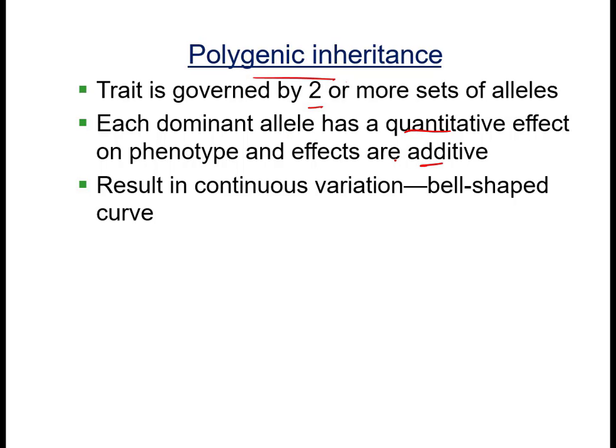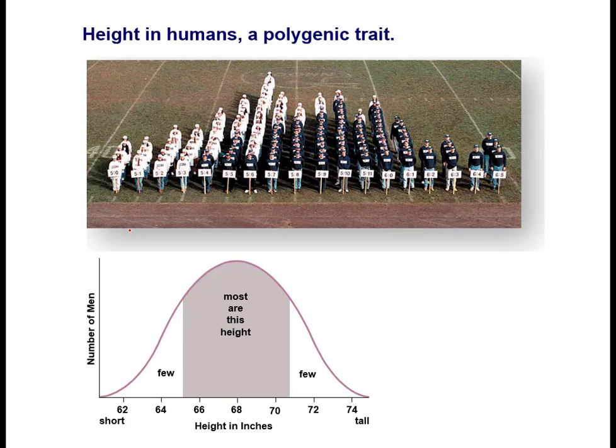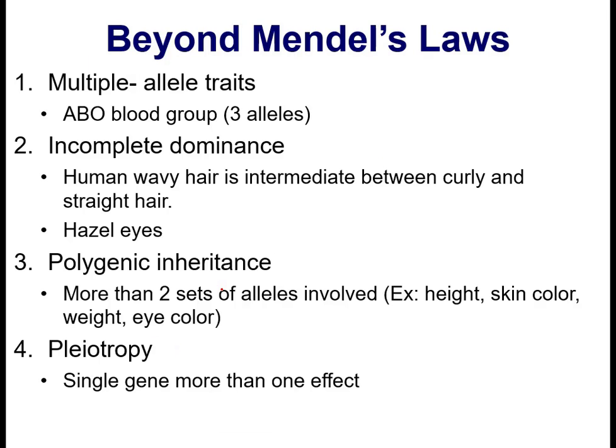The effects are additive. For example, if we took everybody in our class and we all lined up by height, very few people would be 5 feet or shorter. Very few people would be 6'5" or taller. The majority of people will be somewhere in the middle, like 5'7", 5'8". And that's because of this polygenic inheritance. Most people have a certain number of genes that add up to a very specific height. Other things that involve multiple alleles besides your height are your skin color, your weight, and your eye color. These all involve multiple genes for that one characteristic.